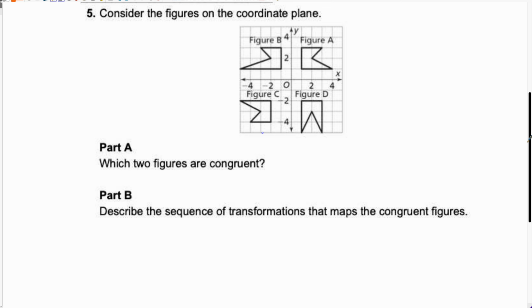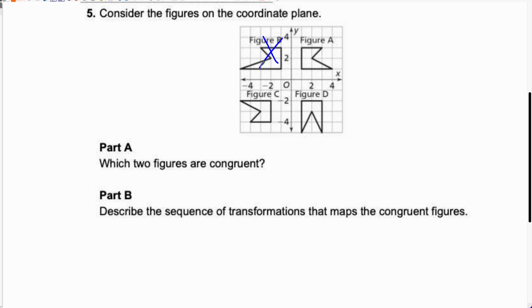Consider the figures on the coordinate plane. Which two figures are congruent? What does congruent mean? They are the same. They're the same shape. Is there any shape on there that's just like figure B? No, figure B doesn't have any congruent figures on the screen.